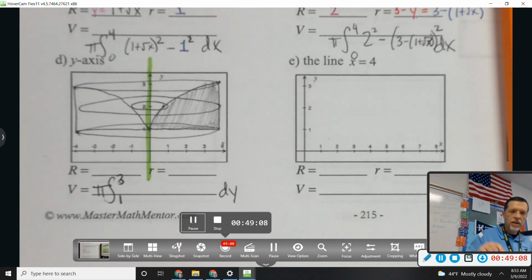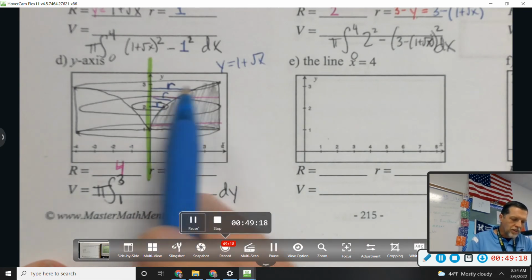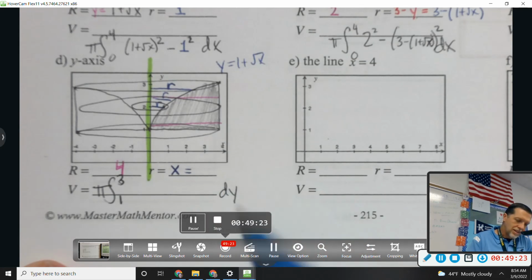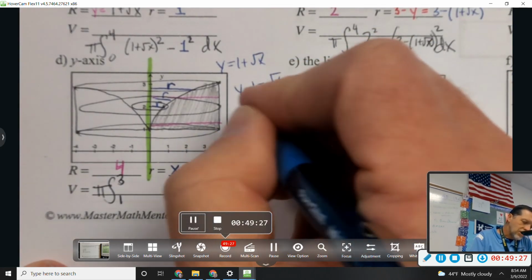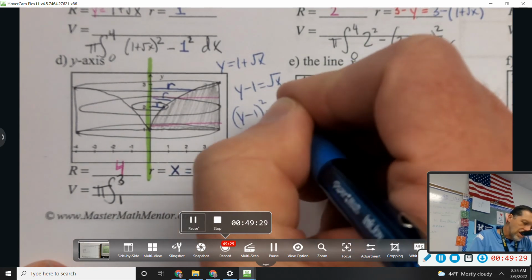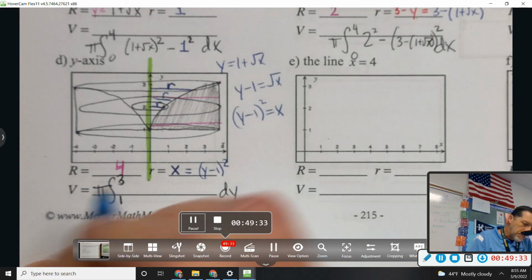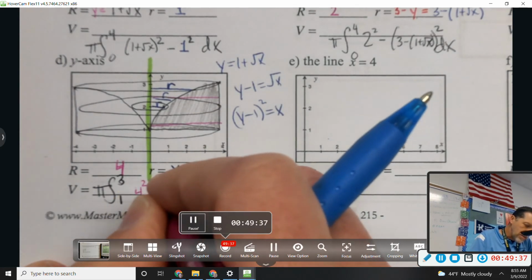I'm going to press pause. You see if you can get big R and little r. Big R is a constant 4, little r is equal to x, but x is equal to y minus 1 squared. So big R squared minus y minus 1 squared squared.